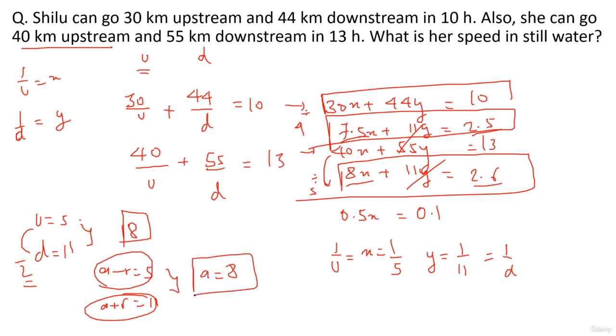That's it. That's about it, guys. Very simple. The only thing is you just need to understand that this is not an upstream downstream question, it is an equations question. Just make two linear simultaneous equations and solve them. That's the best way out.